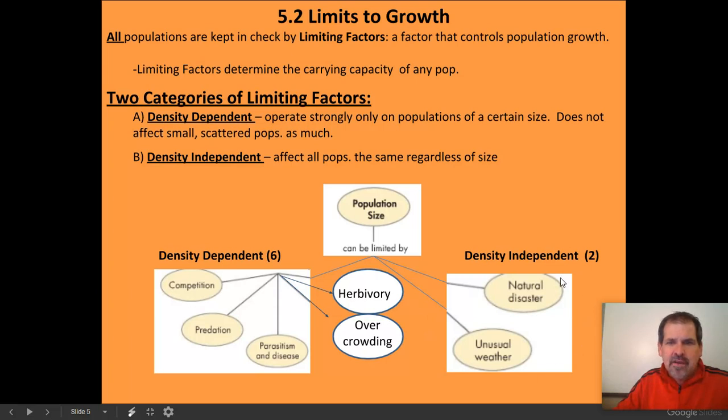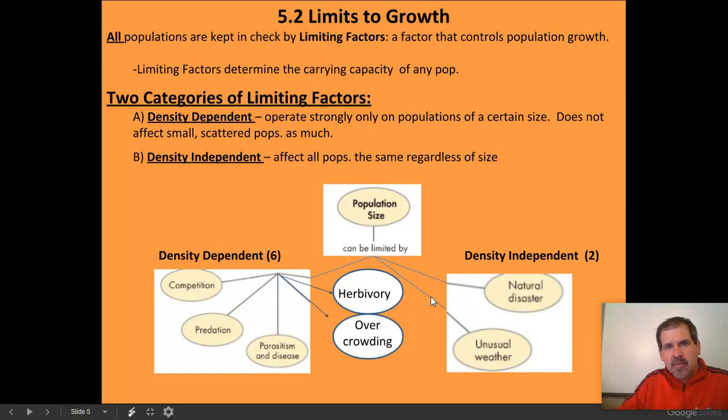Basically, they're weather related, like a natural disaster, right? A hurricane, a flood, a volcano, a tornado, a particularly cold winter, a particularly dry summer. These are factors that, regardless of whether the population is big or small, wicked cold weather or a flood could kill you either way. How deadly a hurricane is not going to change depending upon the size of the population. So these are factors that are independent of density. Again, think of these mostly as weather related.